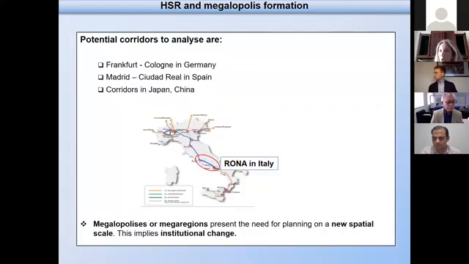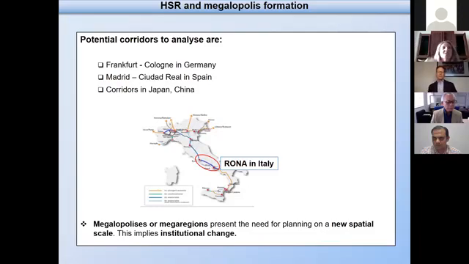So, potential corridors to analyze: I was thinking of short corridors where the competition is with the car, of course. I mean, a megalopolis can be born thanks to high-speed rail when the competition is with the car, not with the plane. So I was thinking of corridors like Frankfurt-Cologne or Madrid-Ciudad Real, corridors in Japan, China, and of course the corridor Napoli-Roma that I call Rona. If this megalopolis, Rona, exists, this will imply an institutional change, which means who will be the mayor of this megalopolis? Will it be the one of Roma, the one of Napoli, or another one that will be elected in the future? This is something that people involved in political science maybe can think about.